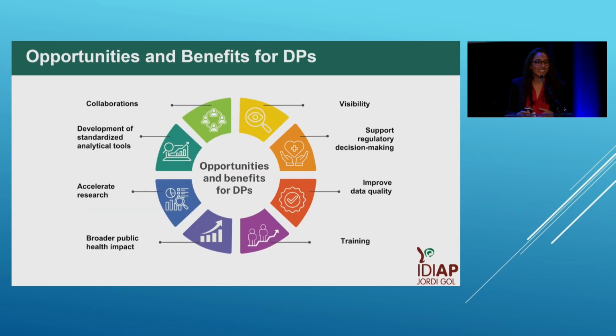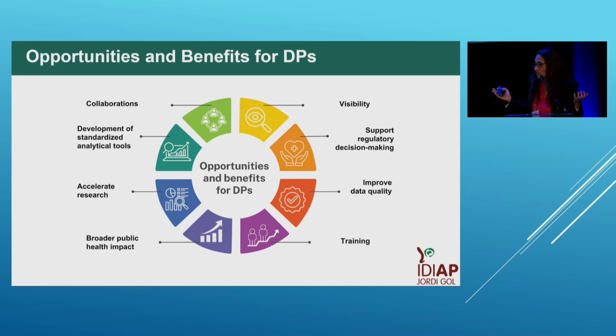But there are also many opportunities and benefits for us to be data partners in Darwin. Here is a list of some that I would like to highlight. First, the collaborations with other data partners. We are consolidating this collaboration with other data partners that we already worked with in the past. The collaborations with the coordinating center, the collaboration with EMA. So we're very happy about that. Being part of the development of all these standardized analytical tools is also a great opportunity for us. Accelerate research, so I'm talking about accelerating internal processes such as IRB approvals and things like that. This is very important for us.